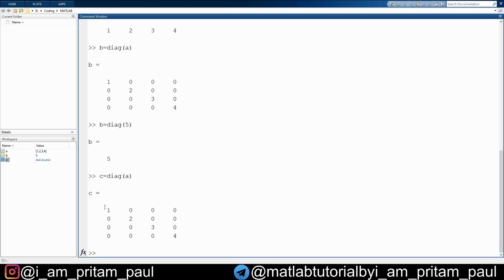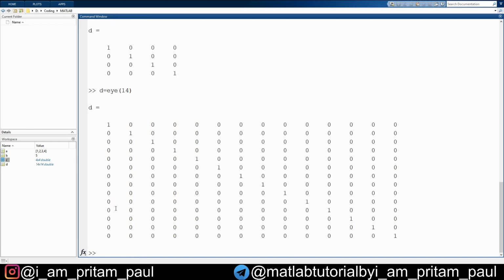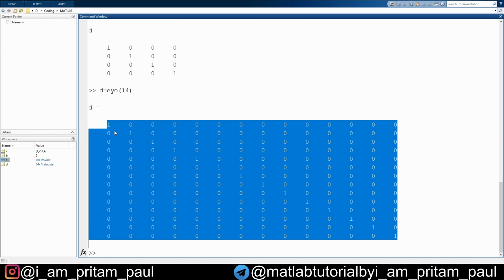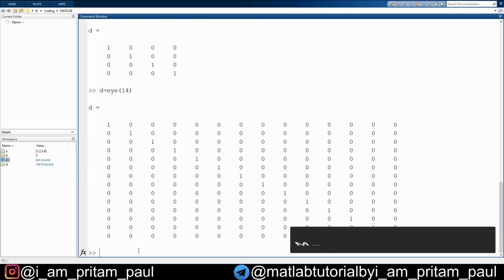declare the diagonal matrix. Diagonal matrix is the one with only the principal diagonal having the elements. And if the diagonal is containing ones, then it will be called as unit matrix. So how to declare unit matrix? For example, unit matrix is EYE of, for example, 4. So you can see that a 4 by 4 matrix is there and the principal diagonal is 1, 1, 1, 1. Now if I write 14, then a 14 by 14 matrix and all the elements in the principal diagonal are 1.